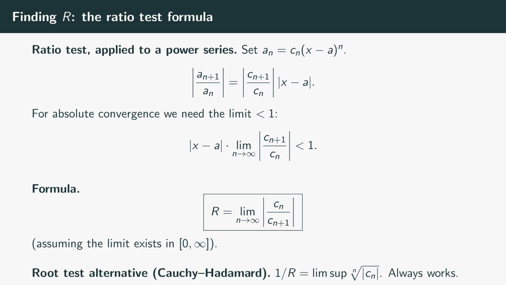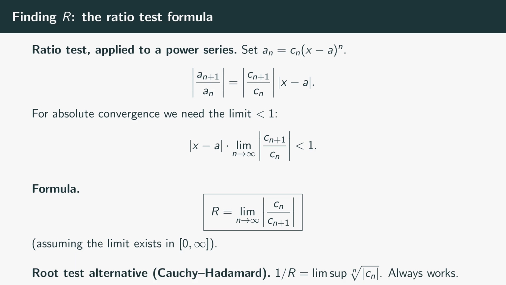The ratio test says the series converges absolutely if the limit of this ratio is strictly less than 1, and diverges if it's strictly greater than 1. So convergence happens when the absolute value of x minus a times the limit of the absolute value of c sub n plus 1 over c sub n is less than 1, which means the absolute value of x minus a is less than 1 divided by that limit. Comparing to the definition, the absolute value of x minus a less than r, we read off r equals 1 over the limit of the absolute value of c sub n plus 1 over c sub n, or flipping numerator and denominator, r equals the limit of the absolute value of c sub n over c sub n plus 1. That's the formula. Memorize it.